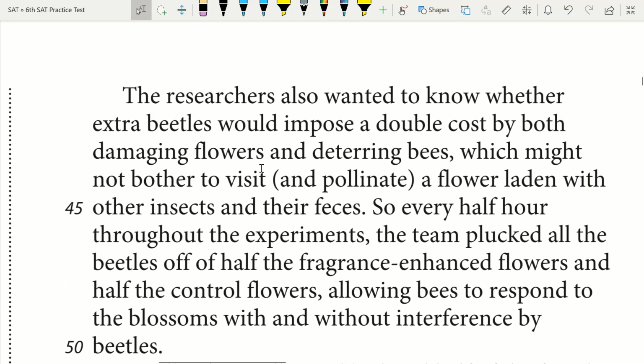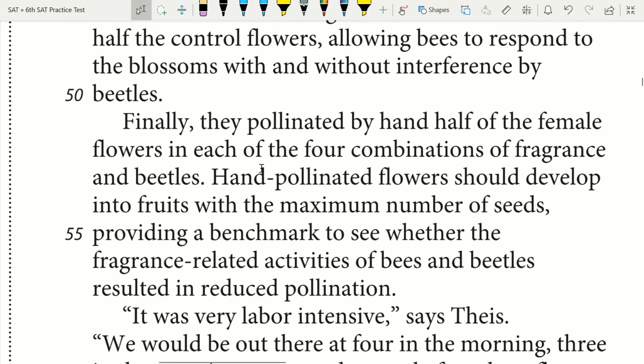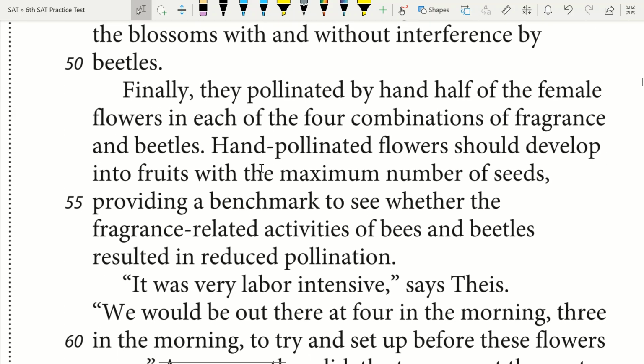The researchers also wanted to know whether extra beetles would impose a double cost by both damaging flowers and deterring bees, which might not bother to visit and pollinate a flower laden with other insects and their feces. So every half hour throughout the experiment, the team plucked all the beetles off of half the fragrance-enhanced flowers and half the control flowers, allowing bees to respond to the blossoms with and without interference by beetles. Finally, they pollinated by hand half of the female flowers in each of the 4 combinations of fragrance and beetles. Hand-pollinated flowers should develop into fruits with the maximum number of seeds, providing a benchmark to see whether the fragrance-related activities of bees and beetles resulted in reduced pollination.